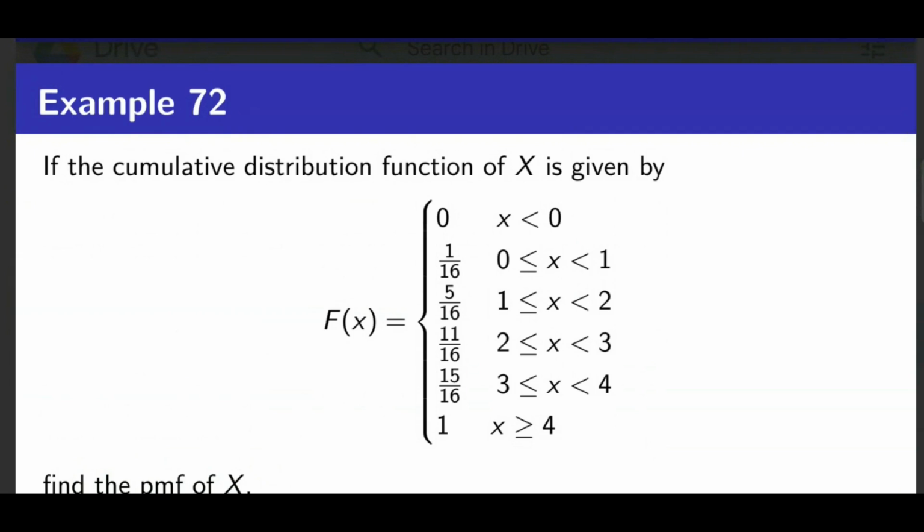What is the mass function based on this? See if you can write it out. It's not a very difficult question. See if you can write it out. What is the range of values, first of all, that makes sense? And what are the probabilities assigned to each?